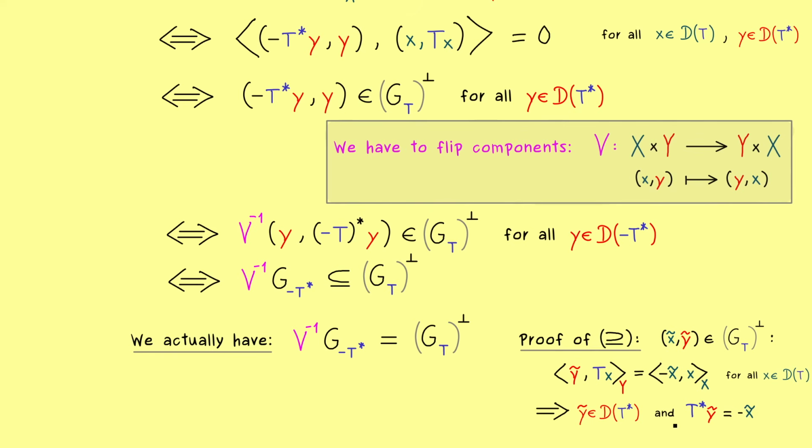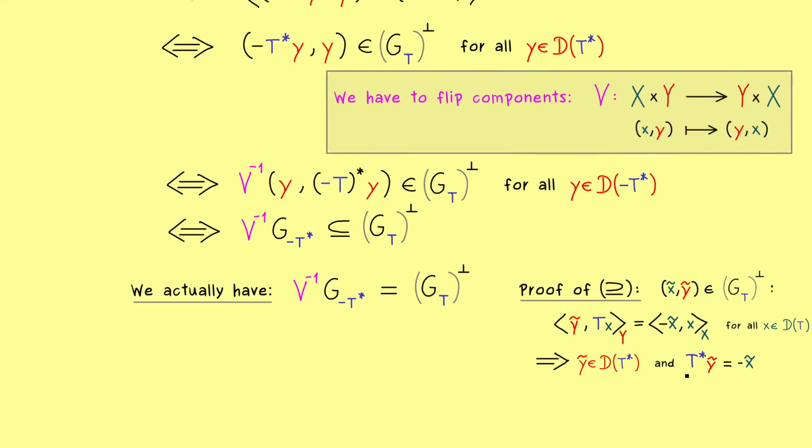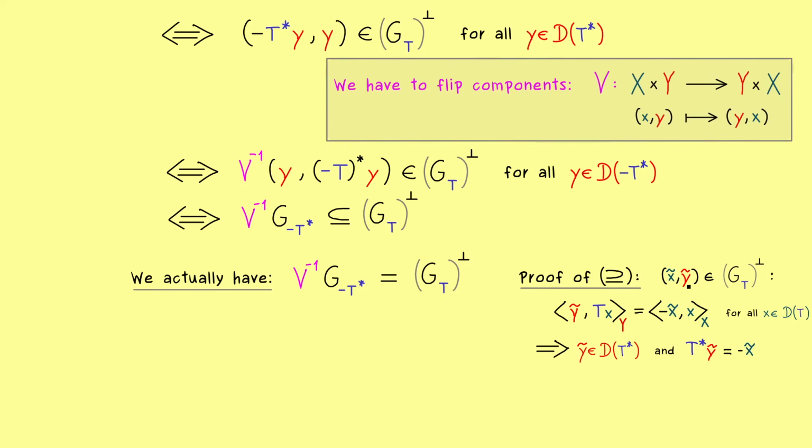And that's actually all we need, because now we can substitute x tilde in the pair. So the pair is of the form minus t star y tilde together with y tilde. And there you recognize the same form as before, so this lies actually in the set V to the power minus 1 of G of minus t star. So it's an element of this set, and that's what we wanted to show.